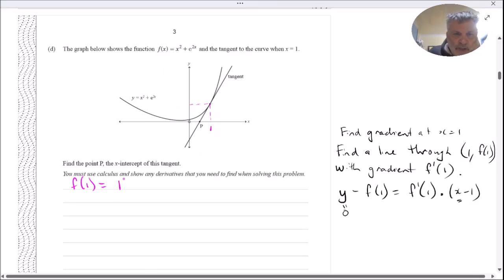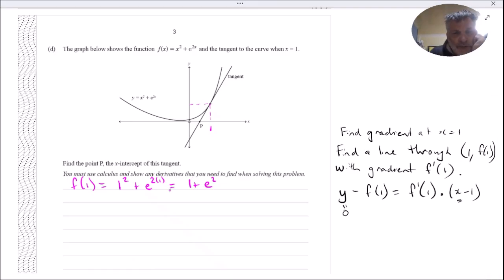f of 1 is 1 squared plus e to the power of 2 times 1. That's just 1 plus e squared. You could calculate this out, but you don't need to, and you might get simplification later. So I like to leave any final calculation as late as possible in solving the problem.